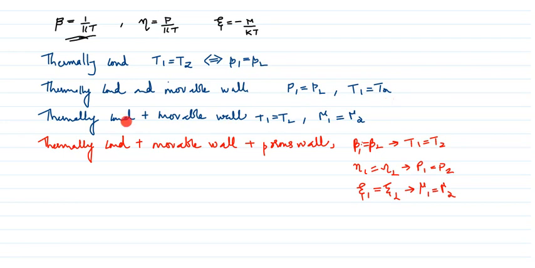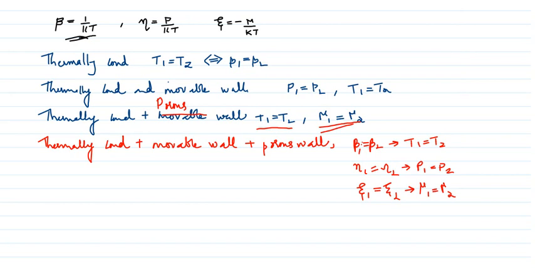Now if you have a thermally conducting wall and a porous wall, I'll write this as porous wall. What is porous? Porous means particles can be exchanged. Then if it is thermally conducting, equilibrium will be reached when T1 equals T2, and if it is a porous wall, the particles will go from one compartment to another till the chemical potential becomes the same.